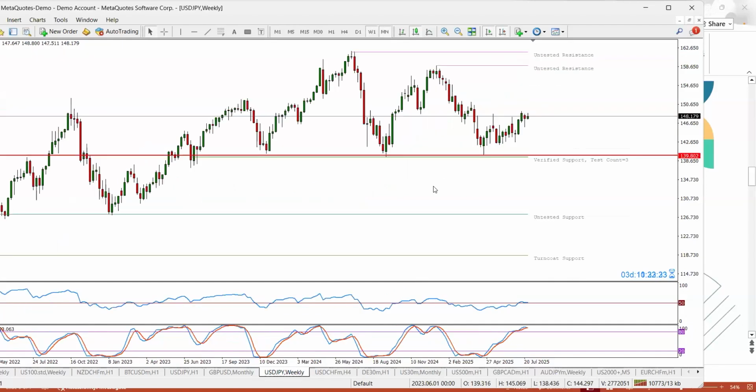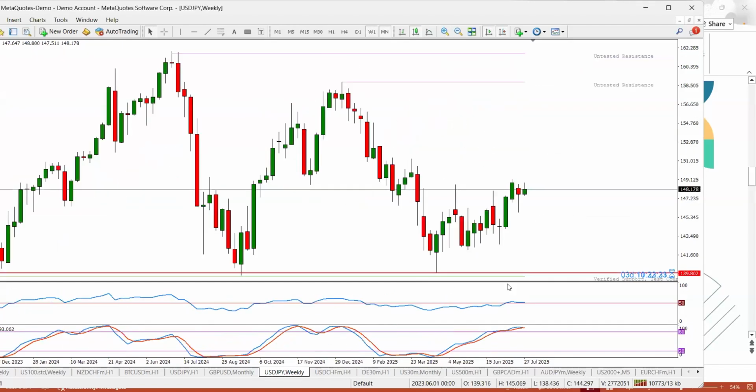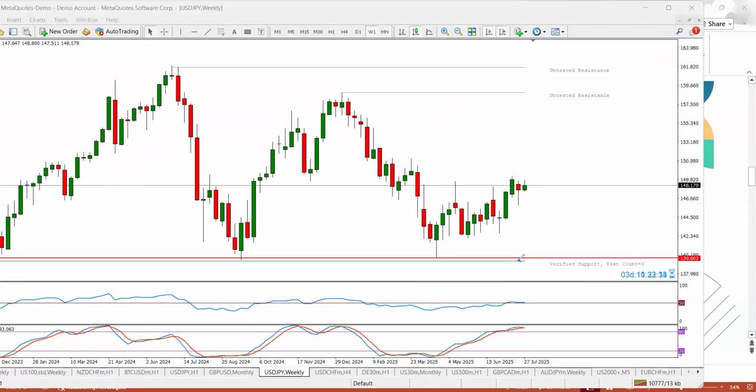If I go on the weekly, there's a line. Look at this small line here. Can you see it? There's a small line here. Because this line is very close to this line, I can add it. Remember, support and resistance is not just a line. It is a zone. I can also do something like this.